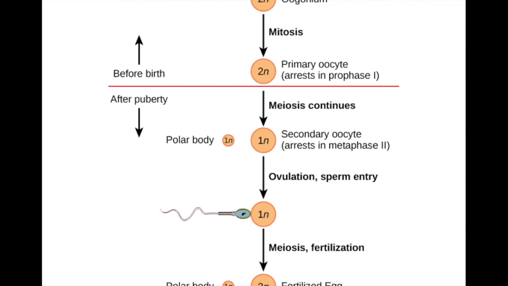Okay, so each month one secondary oocyte is released into the oviduct from one of the ovaries. If it is fertilized, what happens? I told you. If it is not, you have your period. Okay, that is all for today's video.